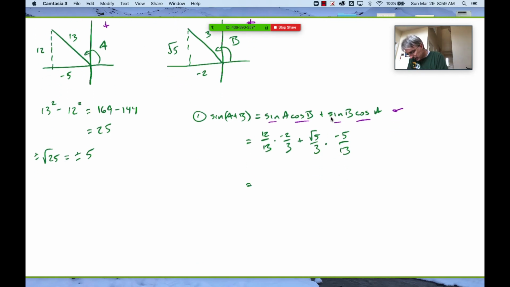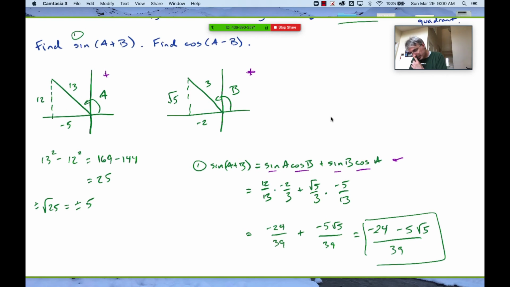Negative 2 times 12 is negative 24, over 3 times 13 is 39, and then I've got 5 times root 5, so negative 5 root 5 over 39, and I can write that as a single fraction, though whatever in there is fine. And then that would be my final answer.